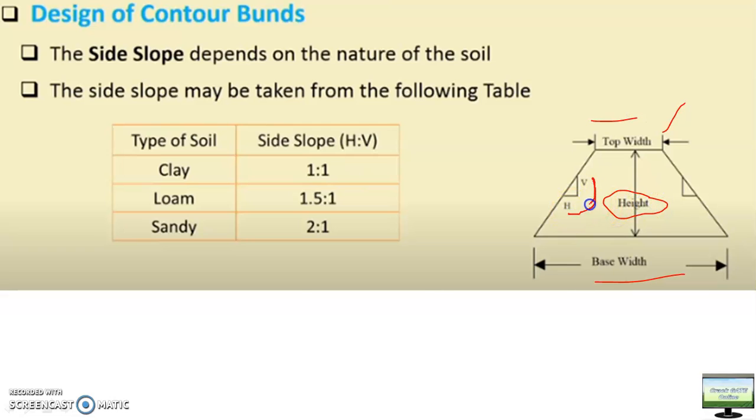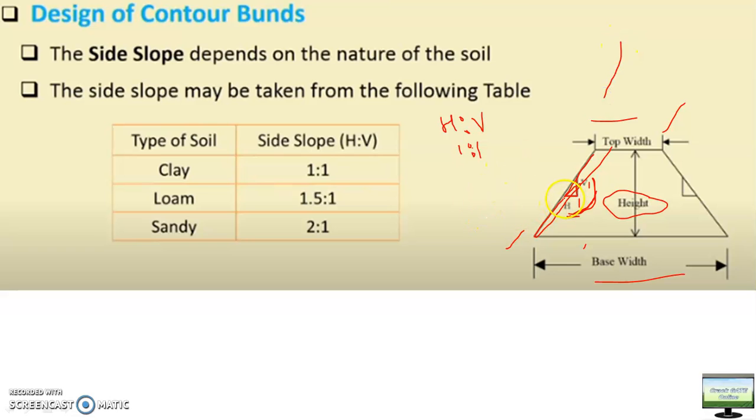This is known as the side slope. And what is the use of side slope? Side slope is different for different kinds of soils. Side slope determines the stability of this bund. The slope of this side of the bund will decide whether it will remain stable or not. Suppose it is clay soil, so clay soil is more stable, so you can take this side slope as 1:1. 1:1 is always shown as horizontal to vertical, meaning the horizontal is 1 and the vertical is also 1, so it is a kind of steep slope.